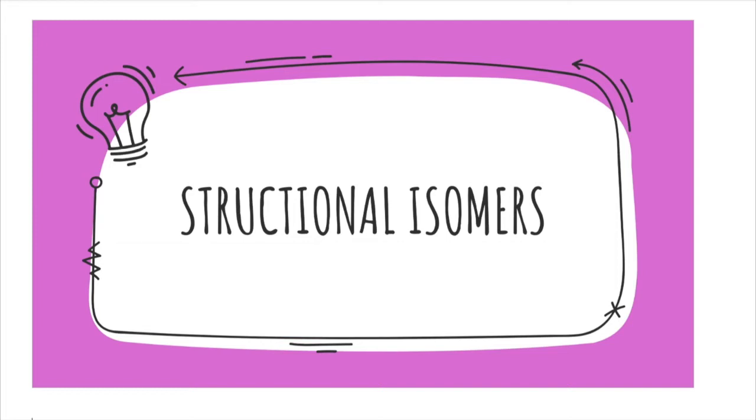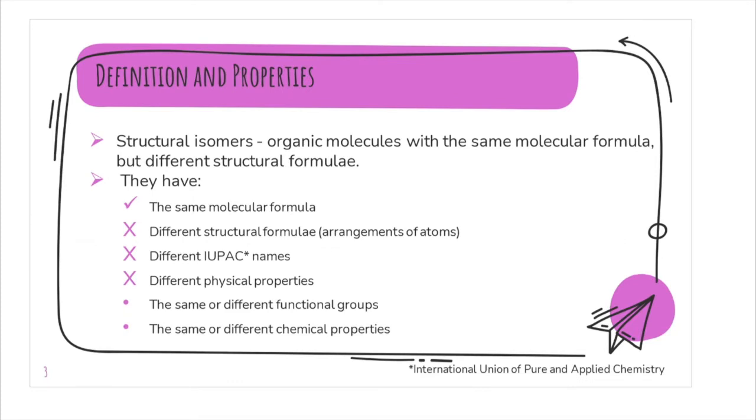We say that structural isomers are organic molecules with the same molecular formula but different structural formulae. So what this basically means is that when we compare structural isomers, or two compounds that are structural isomers, we will find that they contain the same types of atoms and the same number of each type of atom. But the way in which they are arranged is different because their structures and their structural formulae are different.